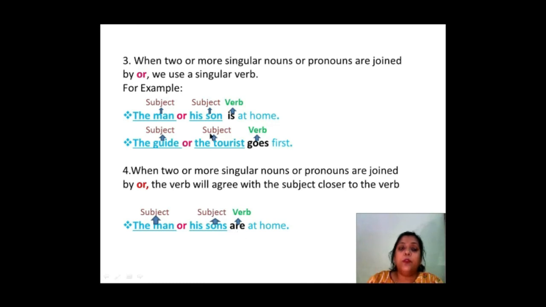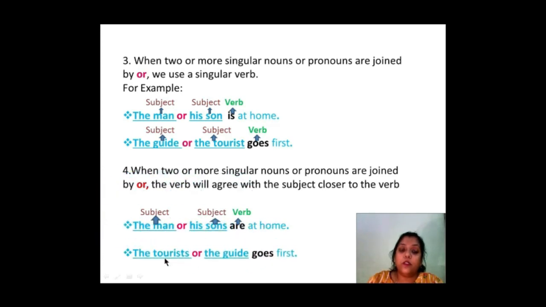If you look at the previous example in the third point, the subject which was closer to the verb was a singular subject. So we have used a singular verb. Here the subject closer to the verb is a plural subject. So we have used what? Plural verb.